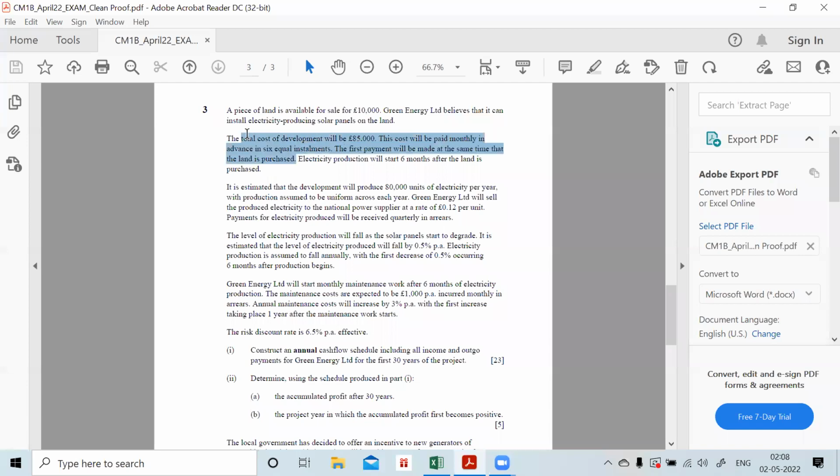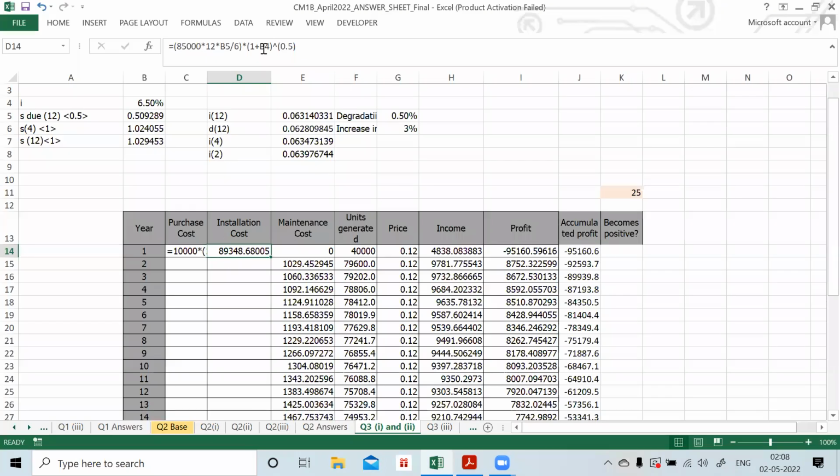First, let's only focus on the cost of development. 85,000 will be paid monthly in advance in 6 equal installments. So what values are we paying here? We are paying 85,000. Now it is monthly, so into 12, because 85,000 will be paid monthly, into B5. B5, what you have calculated is SDU 12.5. Now, why we have calculated this is because the payments are made only for 6 months, and it's being made monthly. So we need to calculate SDU 12.5, and that formula is 1 plus i to the power 0.5 minus 1 divided by d12. Because it's SDU, we need a d12.